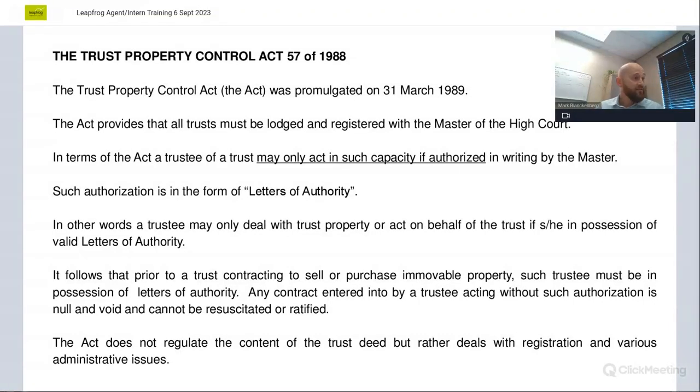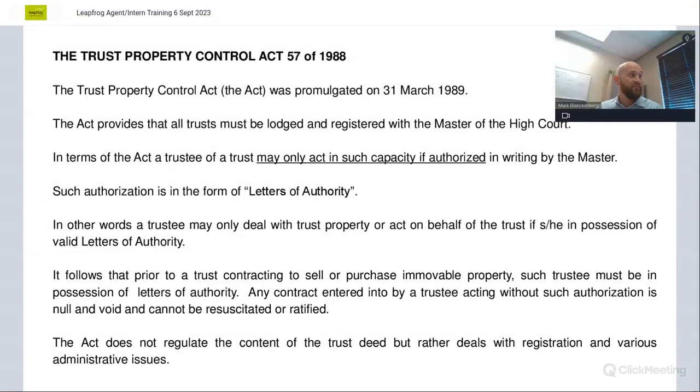But I just want you to have a look here. The authorization, okay, so in terms of the act of a trustee of a trust, they may only act in such capacity if they are authorized in writing by the master. Okay, and that is, guys, especially when you're working as an estate agent, one of the most important things to remember, is that anybody working on behalf of a trust, they can only do so if they have the authority of the master of the High Court to do that.